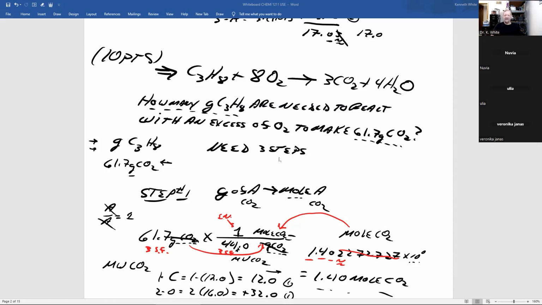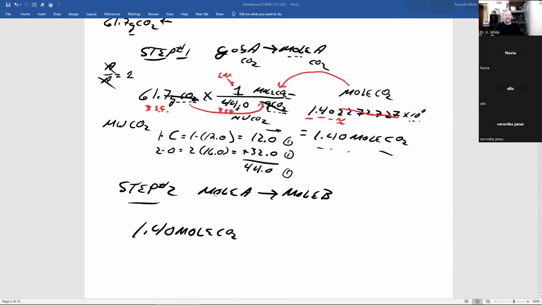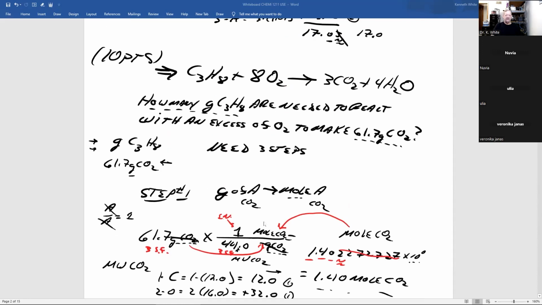Hi, Dr. White. Hi. All right, what we're doing is step number 2 of this problem. And that's converting moles of A, that's the CO2, to moles of B. And you've got to look at this and ask what's moles of B. Hint? Big hint?